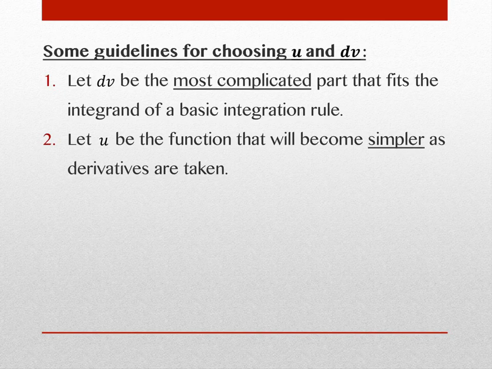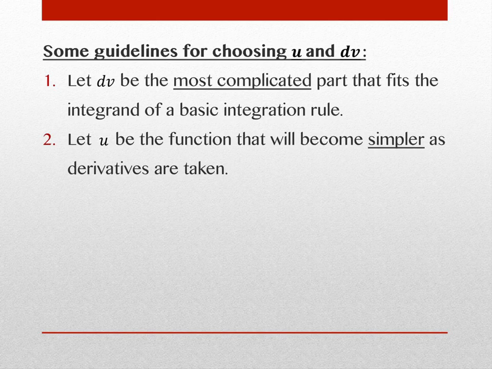And we want to let u, in general, be a function that becomes simpler as derivatives are taken. For example, some functions are nicer as you take the derivative. For example, if you had x to the fifth and you take its derivative, it becomes 5x to the fourth. The power goes down, right? It becomes a simpler function. But some functions don't do that. If you have 1 over x and you take its derivative, it becomes negative 1 over x squared. That's messier than it started with.